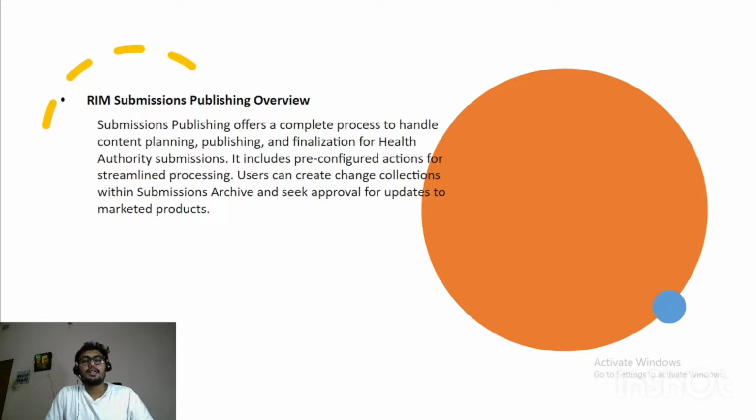So in one word I can say that RIM submission publishing is a feature to publish the content plan to the health authority, right? And we can store the content under the content plan, and that content plan will be published through submission, right?